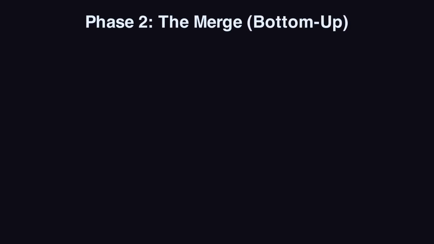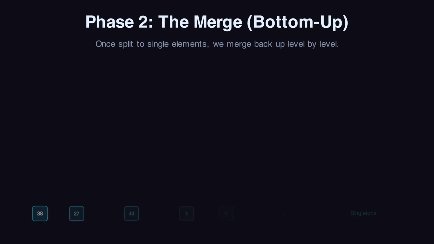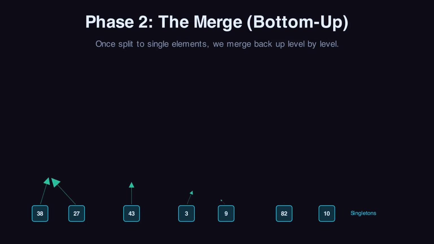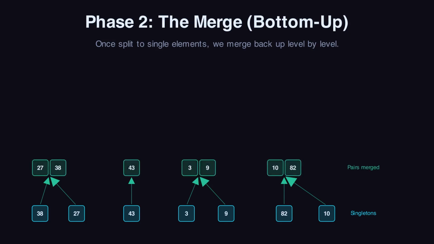Now let's watch the merge phase rebuild our original array from the bottom up. We start at level 3 with 7 singletons: 38, 27, 43, 3, 9, 82, and 10. Each is trivially sorted. Now we merge adjacent pairs. 38 and 27 merge into 27, 38. The singleton 43 stays as is. 3 and 9 merge into 3, 9. 82 and 10 merge into 10, 82.